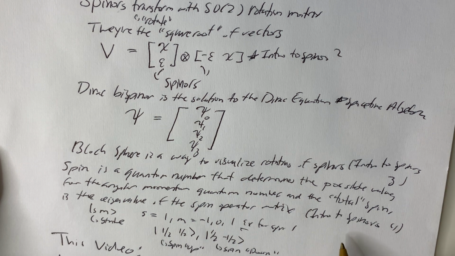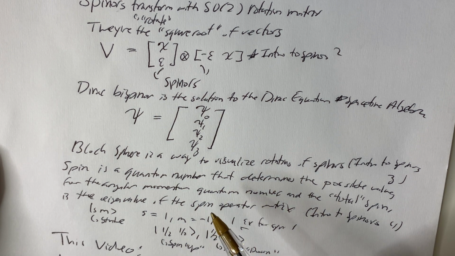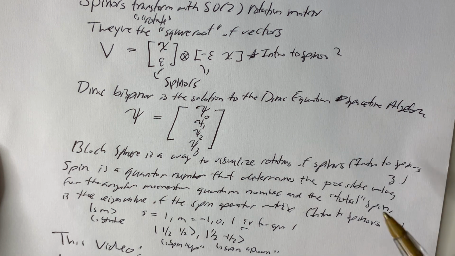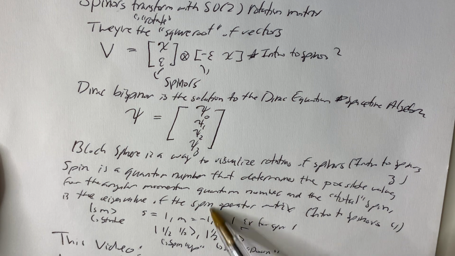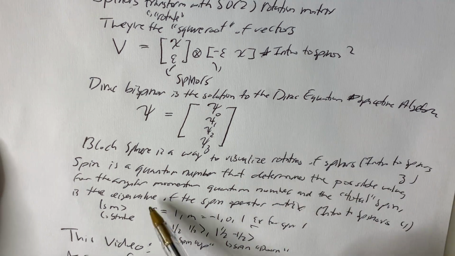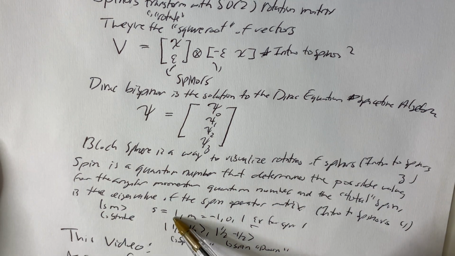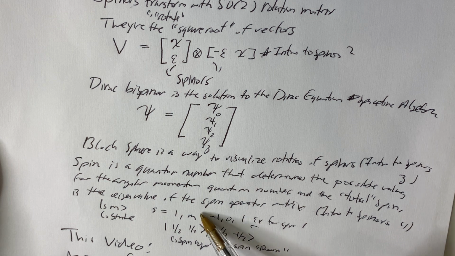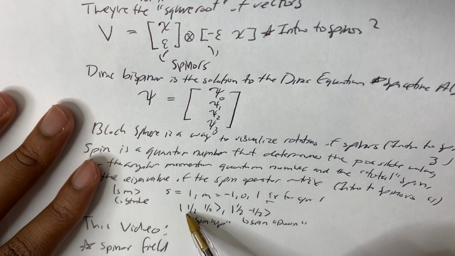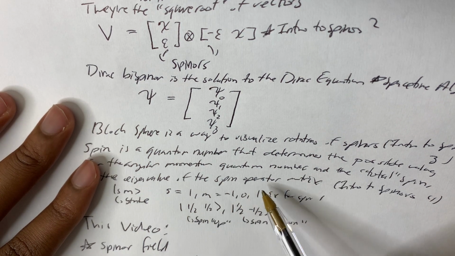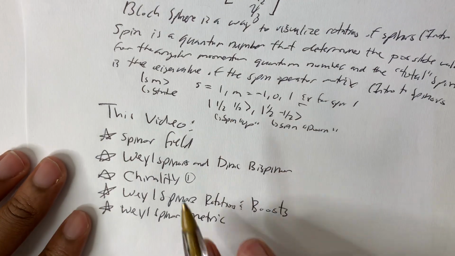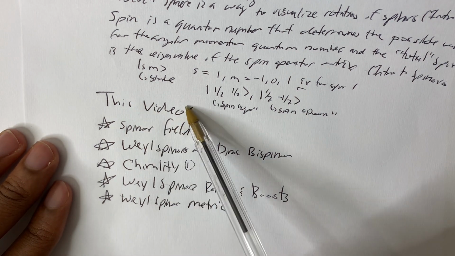And then after that, in Intro to Spinors 4, we talked about the algebraic theory of spin. Spin is just a quantum number that determines the possible values for the angular momentum. And the total spin is the eigenvalue of the spin operator matrix. So basically you have some state |S, M>, and say S is 1, M is -1, 0, 1. M is constrained by S, where M is the angular momentum quantum number. And we learned that S equals 1/2, M equals 1/2 corresponds to spin up, and S equals 1/2, M equals -1/2 corresponds to spin down. Now in this video, this beautiful video, we will talk about the Weyl spinors.